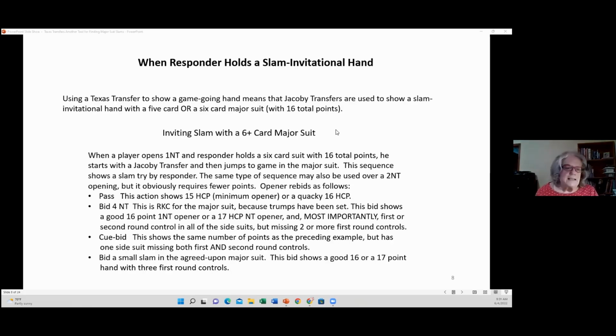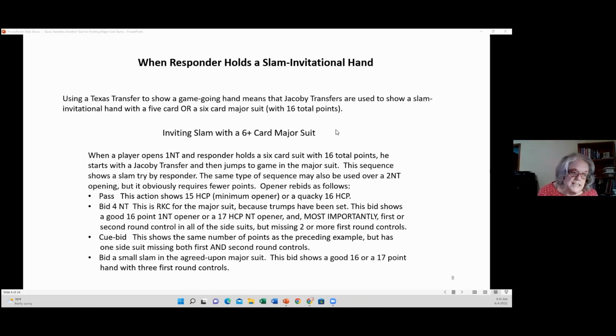All righty. First off, we're going to talk about when responder holds a slam invitational hand. The previous hands were game only hands. Now we're going to talk about slam invitational hands. When you use a Texas transfer to indicate a game going hand or a slam going hand, Jacoby transfers then are used to show a slam invitational hand with a 5 or a 6-card major suit.